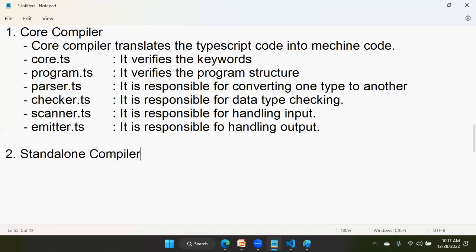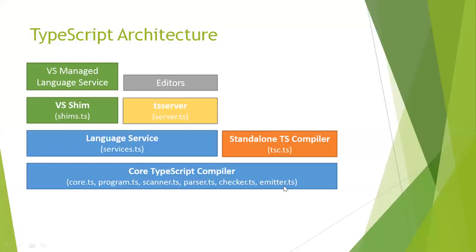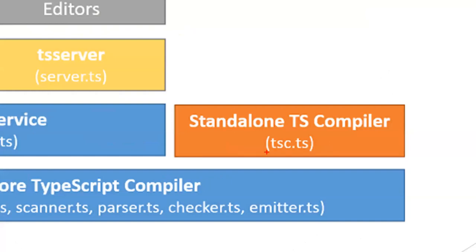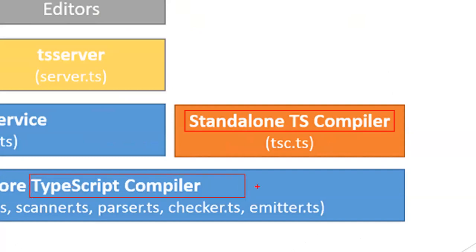One more compiler is there. Why do you have two compilers here? There is another compiler called the standalone compiler, the standalone TypeScript compiler. We have a core compiler and a standalone compiler. Why two compilers? What is the role of this standalone compiler?